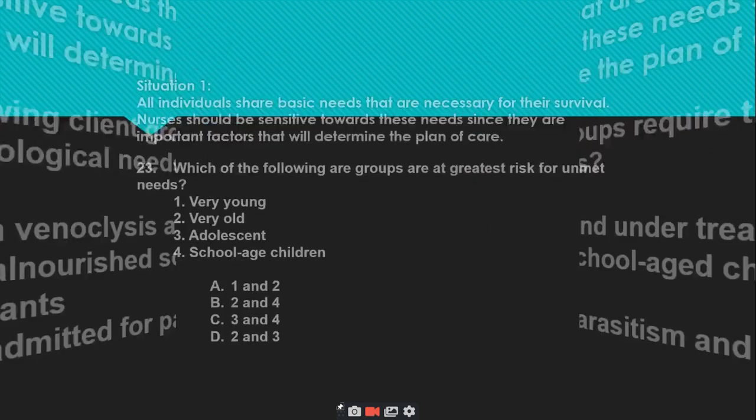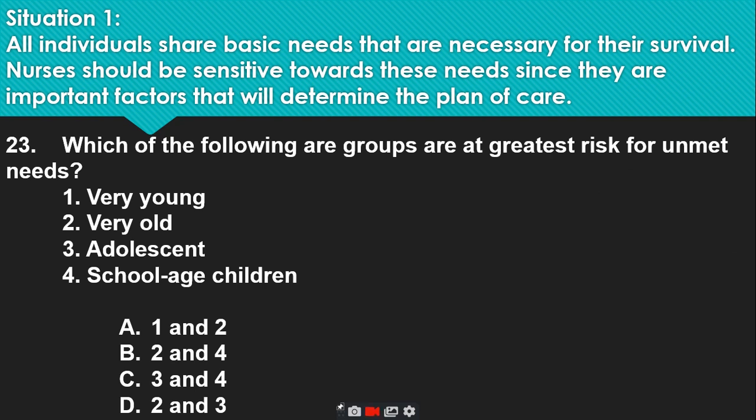Let's now have question number 23. Same situation. Which of the following age groups are at greatest risk for unmet needs? Take note of the words groups and unmet needs. Is it number one, very young, number two, very old, number three, adolescent, and number four, school age children? If you take into consideration the greatest risk of unmet needs, our priority here is to focus on the very young. So number one is actually correct, so we're left with letter A only. So the best answer for number 23 is going to be letter A.